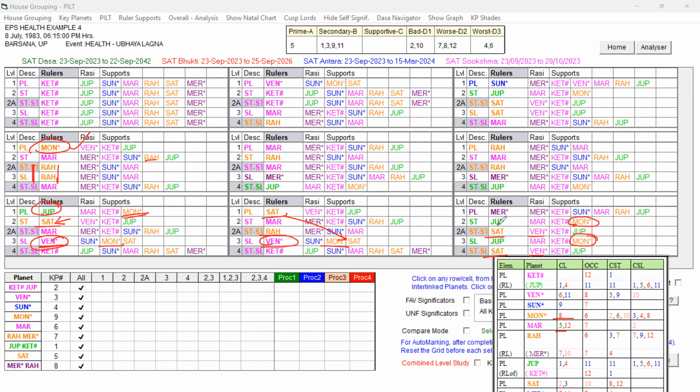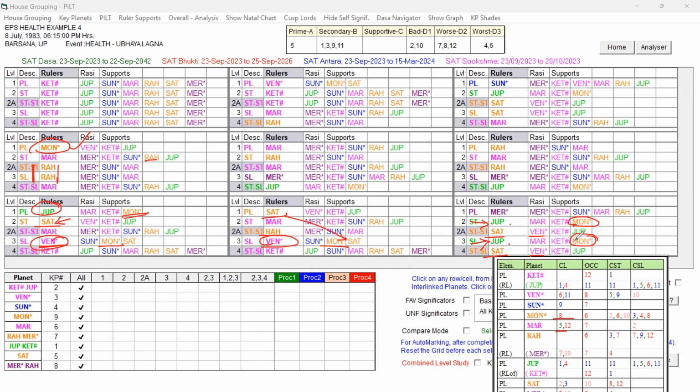So Mercury also will have the problem, but the Mercury period will be comparatively better than Saturn, because at star level Jupiter is a favorable key planet. So during Mercury, the native will face problems, but compared to Saturn, this period is going to be comparatively lesser, because at the star level and sub level Jupiter is favorable.